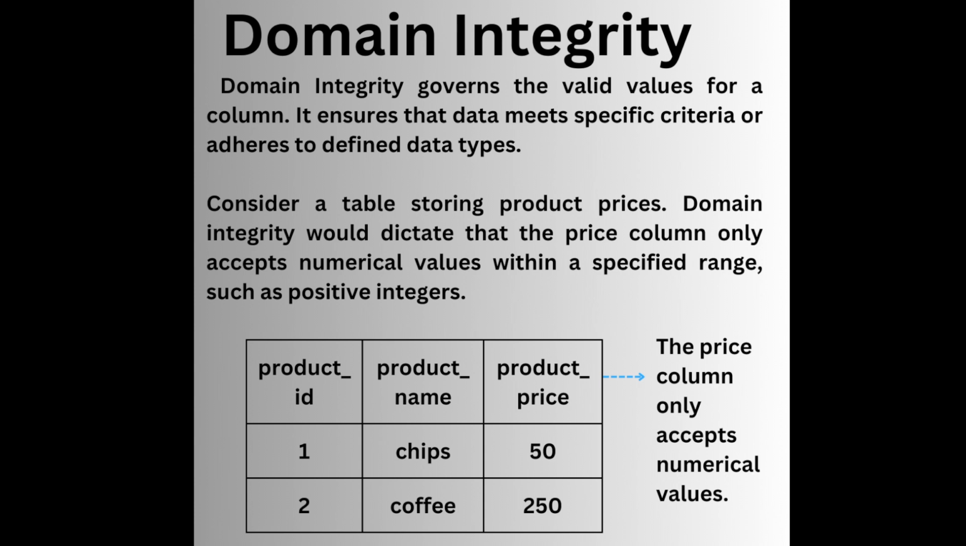Consider a table storing product prices. Domain integrity would dictate that the price column only accepts numerical values within a specified range, such as positive integers.